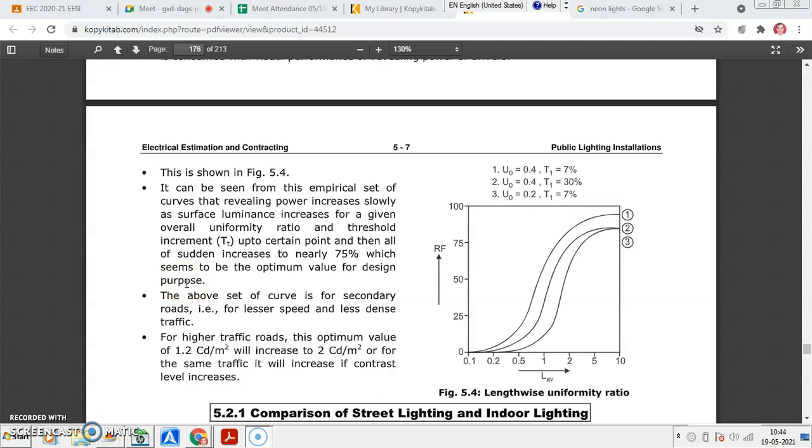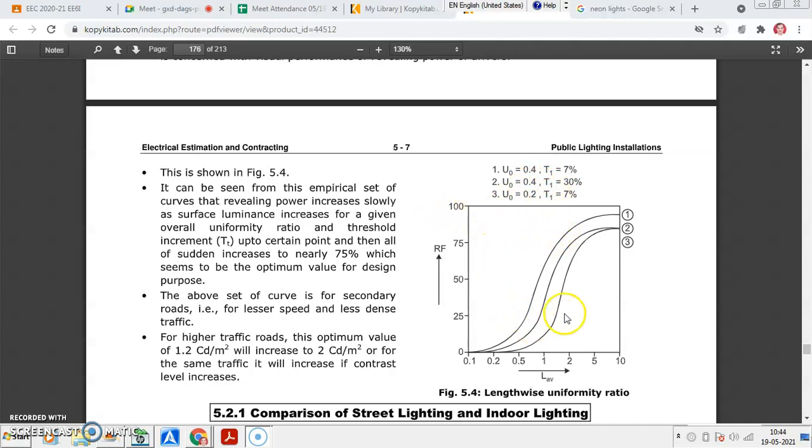Revealing power increases slowly with average luminance for a given overall uniformity. And then you are having these particular threshold points, T1 7%, T2 30%, T1 30%, T1 7% for average luminance of 0.4, 0.4 and 0.2.